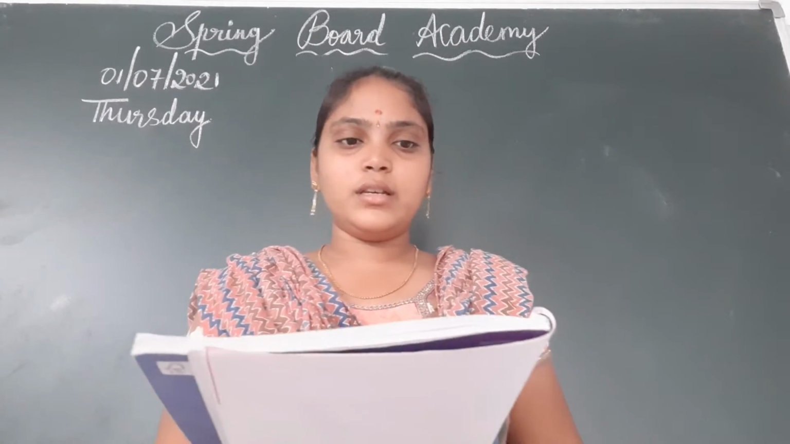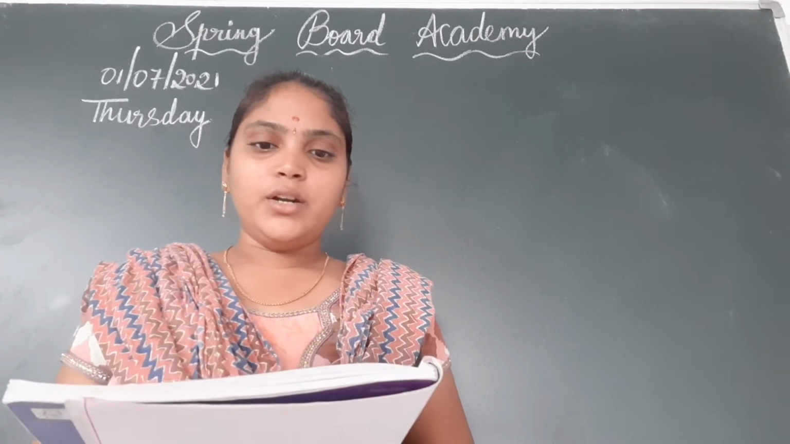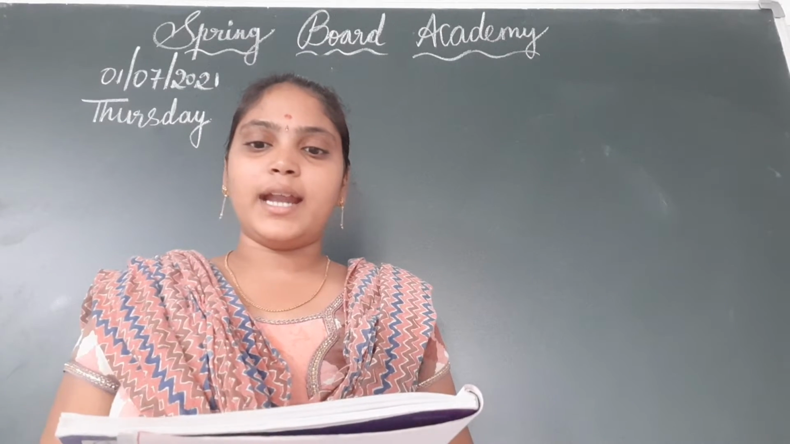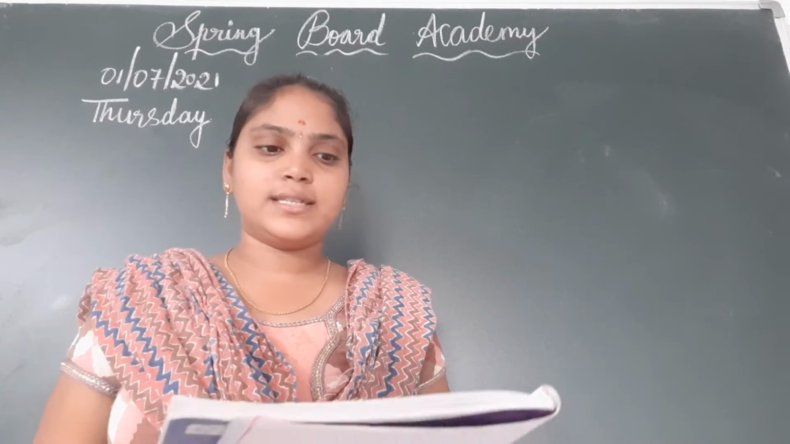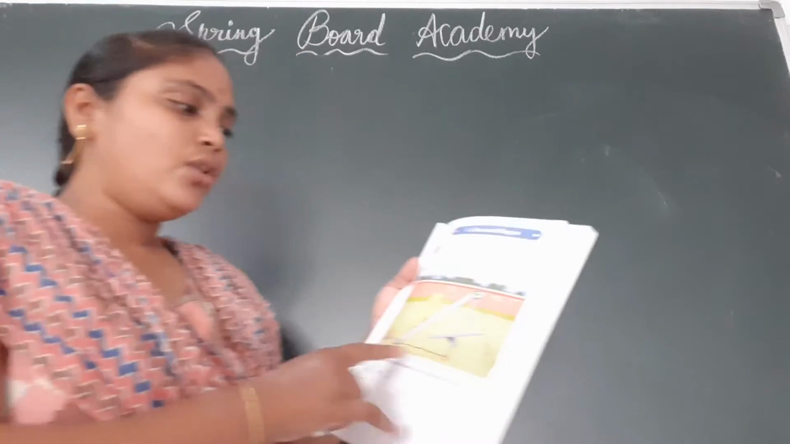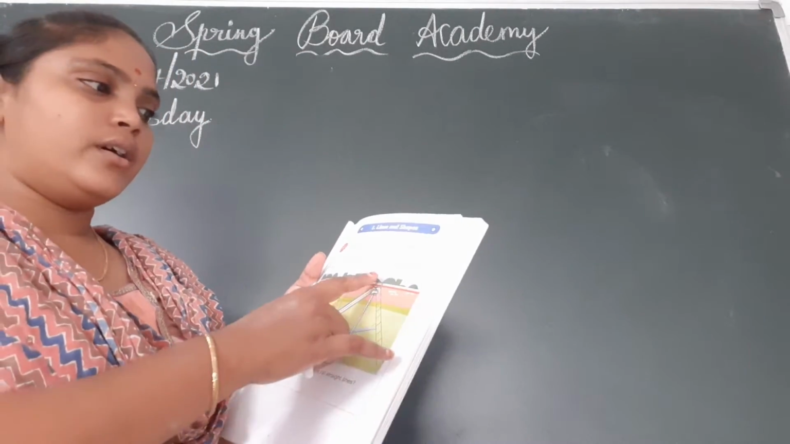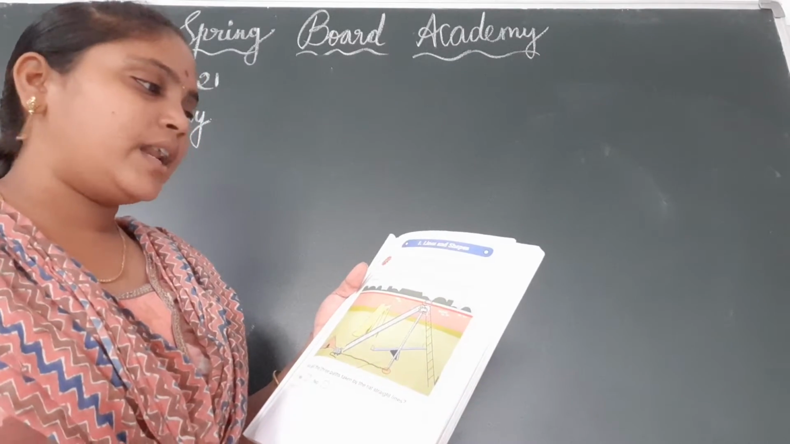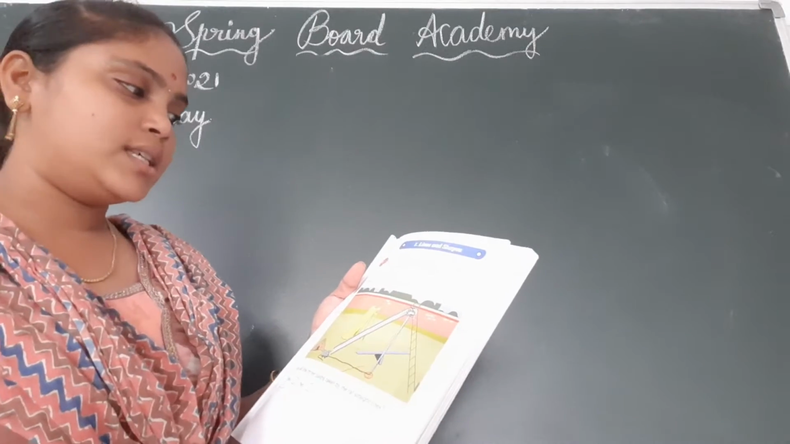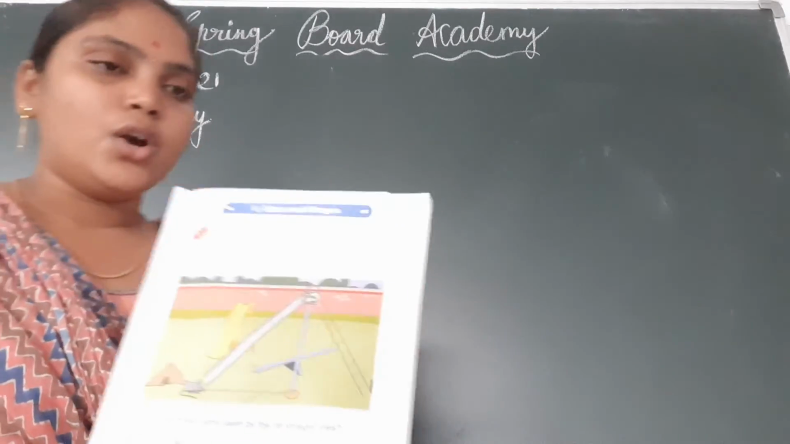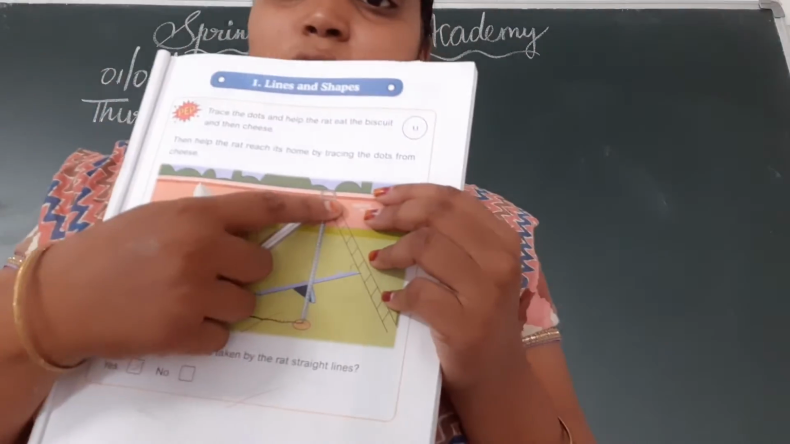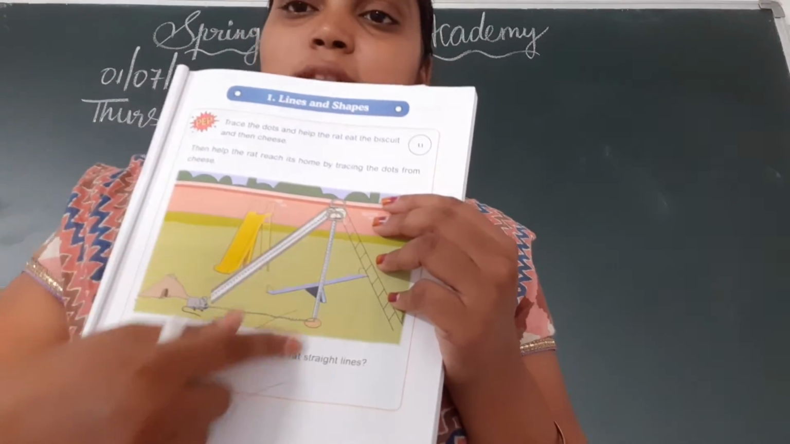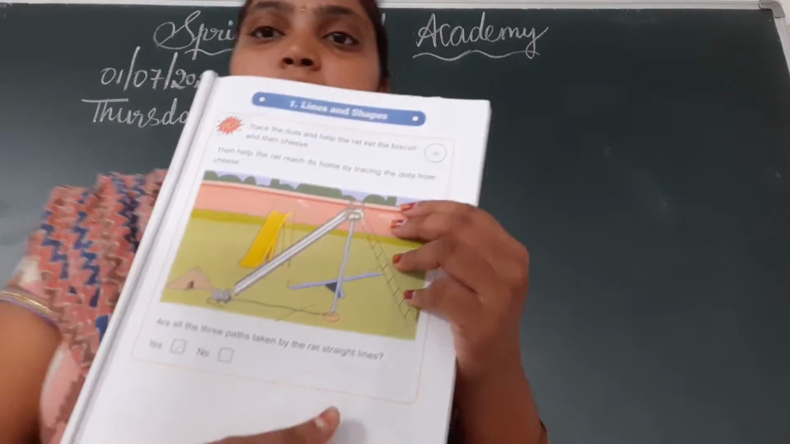Now observe the pep activity, children. Trace the dots and help the rat eat the biscuits and then the cheese. Then help the rat reach home by tracing the dots from the cheese. Here are 3 dotted lines, children. First, everyone join these 3 dotted lines.